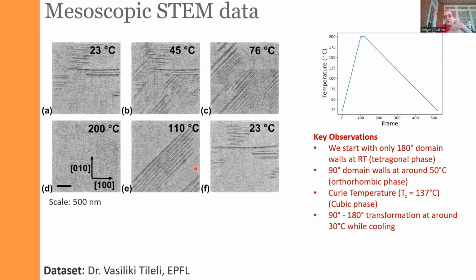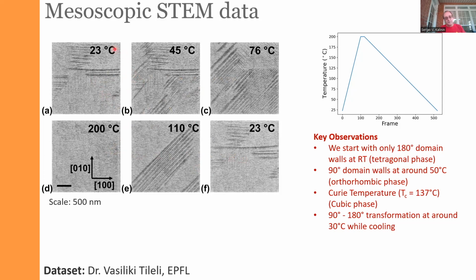The final thing that I want to illustrate is what about the mesoscopic data? So what if we don't have the atomic structures? Would this work? Interestingly enough, it will. This is an example of data where we observe the thermally induced phase transition inside barium titanate.